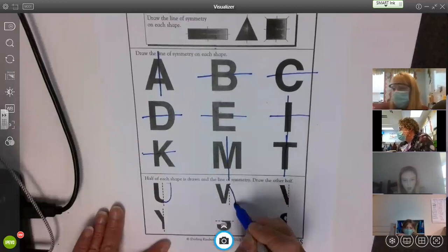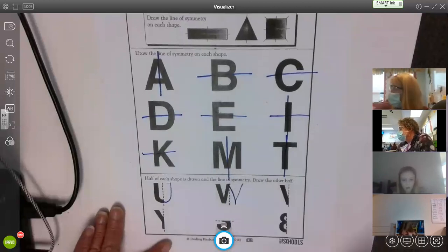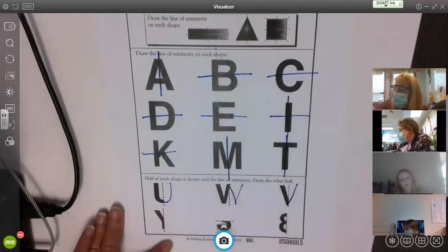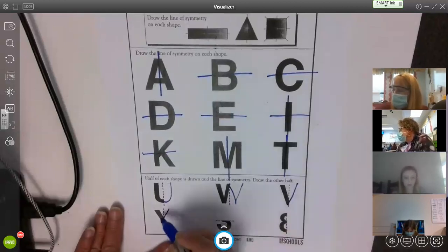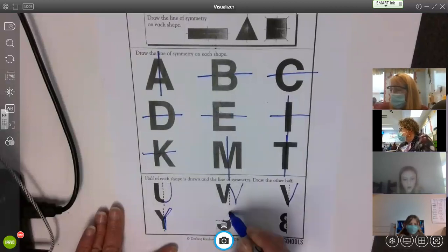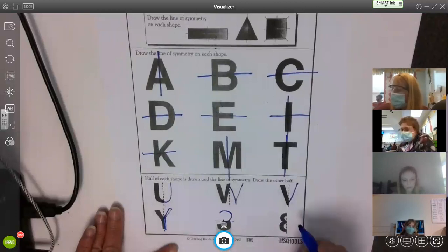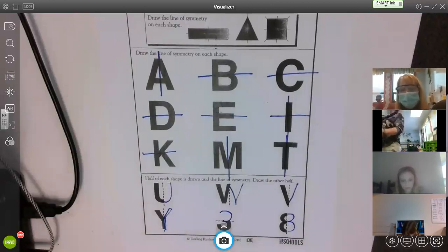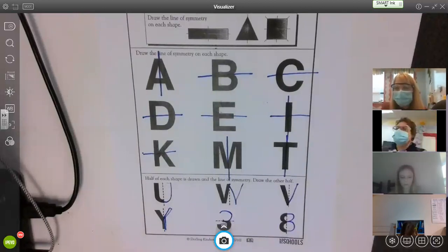A W. I think they should call that a double V. Well, but it's W. All right, what about this one, Robert? Excellent. Paxton, what about this one? Y. And now we've got a number. This one's tricky. Max Stiesberg. 3. And last but not least, microphone answer. 8. All right. So now you can see how symmetry is in our words, right? In our letters and in our numbers.